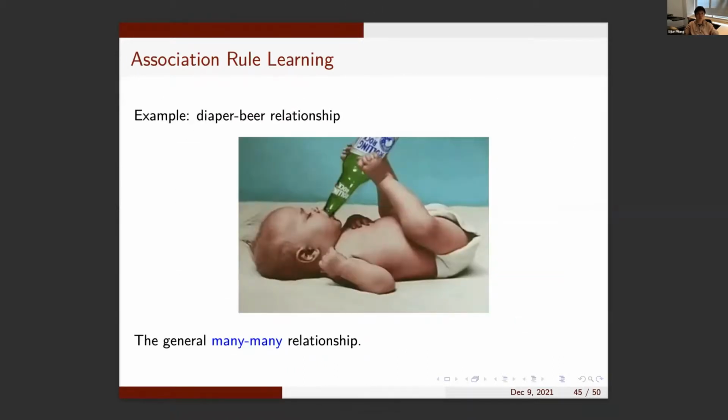And for association rule learning, the most famous example is the diaper-beer relationship. In the grocery store, people usually put the diapers and the beers together, but it doesn't mean there's any causality or connection between the diaper and the beer. It's just that people buy the two things quite often. So association rule learning tries to identify this kind of relationship, like many people who buy diapers also buy beer at the same time.